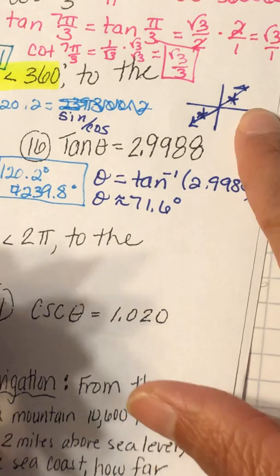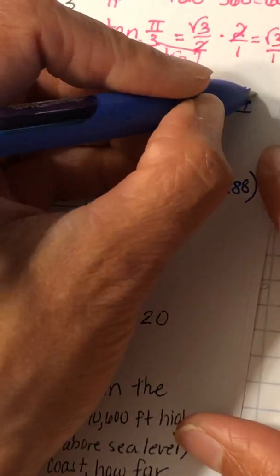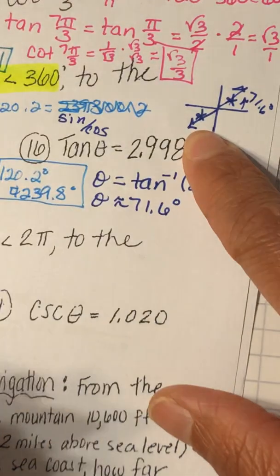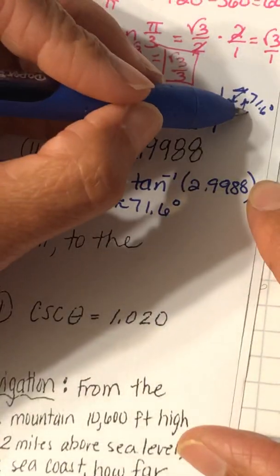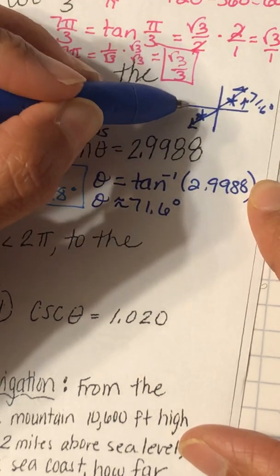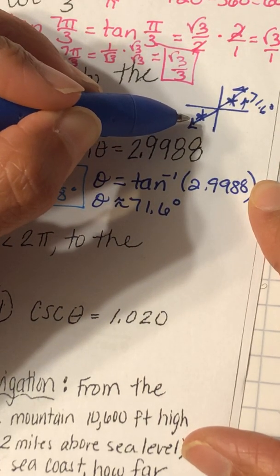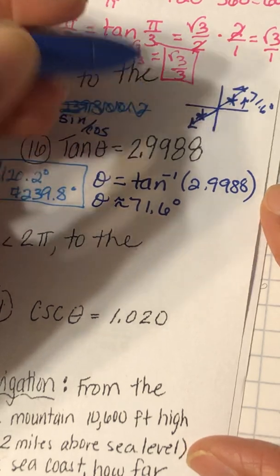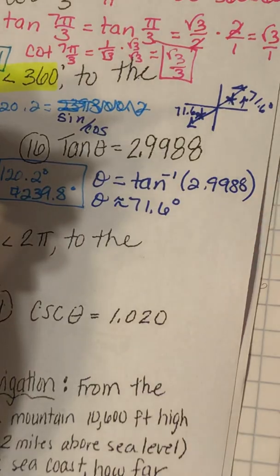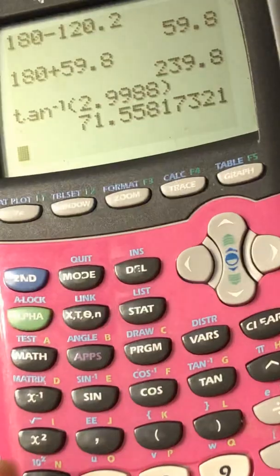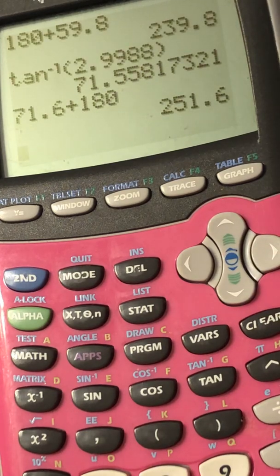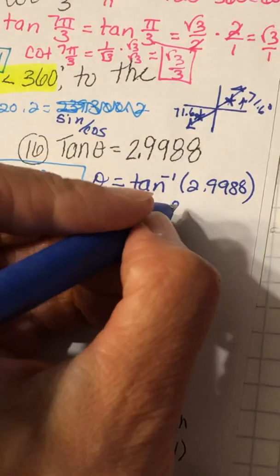Okay, so that's the first angle. So that's the one in the first quadrant. There's our 71.6 degree angle. Now we need to find this one. Okay, well, we know since this one is 71.6 away from the x-axis, that this one should be 71.6 away from the x-axis. So we literally just have to add 180 plus 71.6. So 71.6 plus 180 equals 251.6.